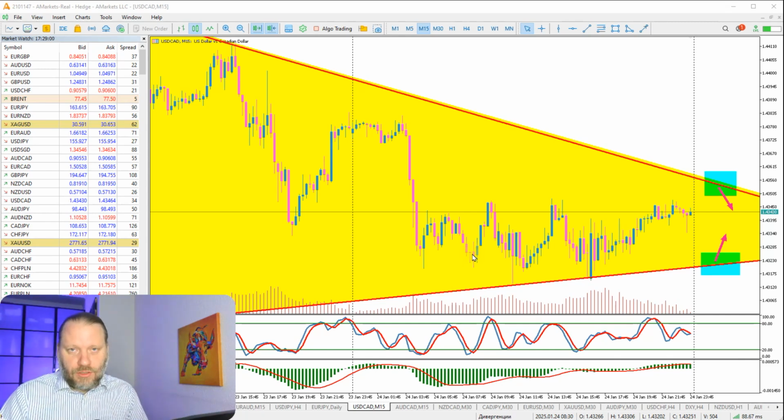These are selected signals with reversal points, with the indication of where I assume the price will go, on which we make money together with subscribers.